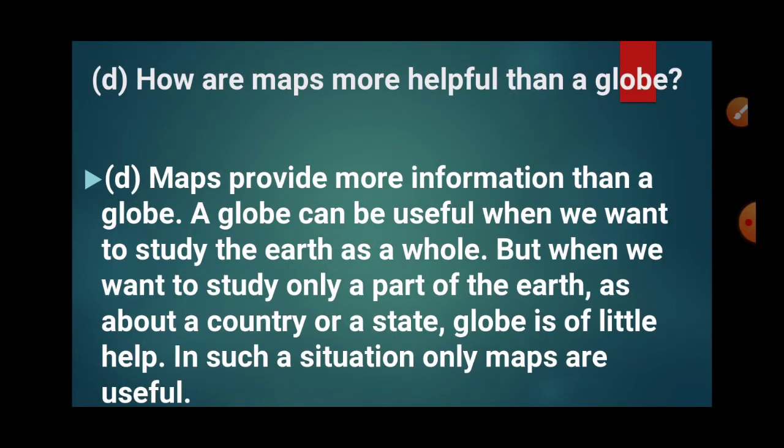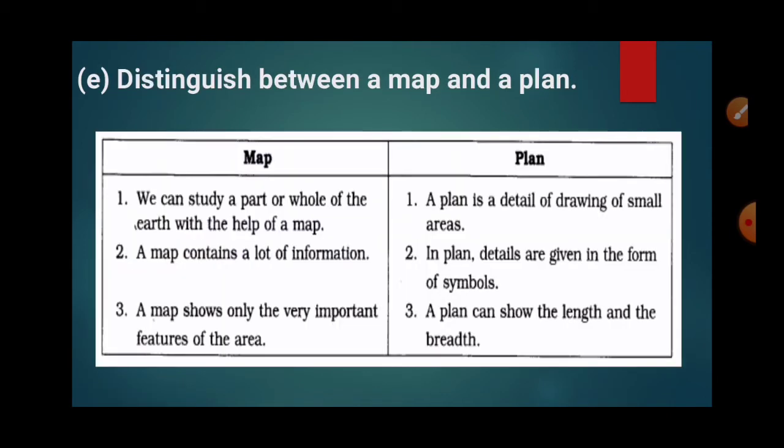Next question is, how are maps more helpful than a globe? How are they more useful? They provide us detailed information. More information is provided by maps in comparison to a globe. A globe can be useful when we want to study the earth as a whole, but when we want to study only a part of the earth, like a country or a state, then a map is more useful in that situation.